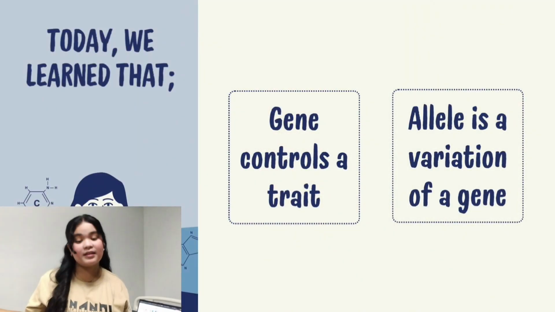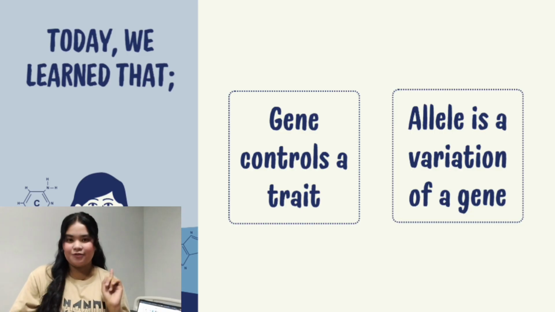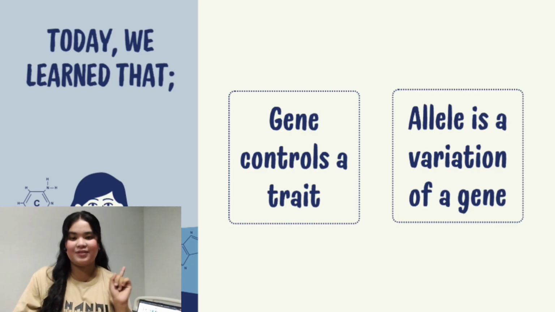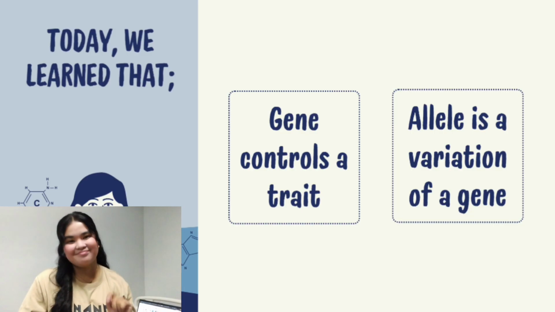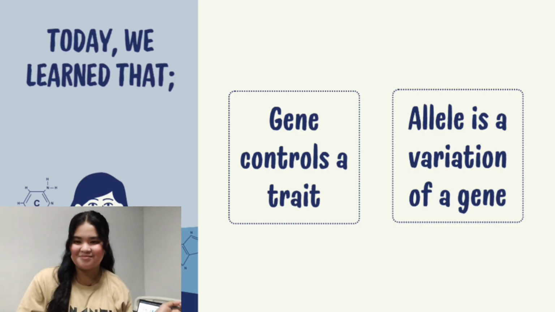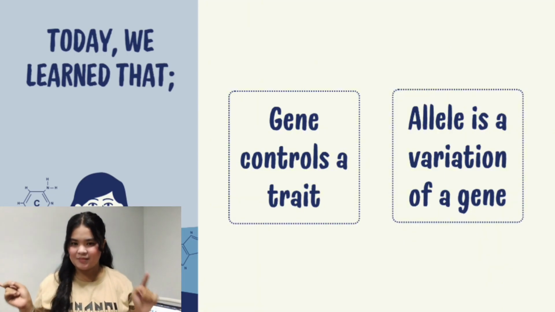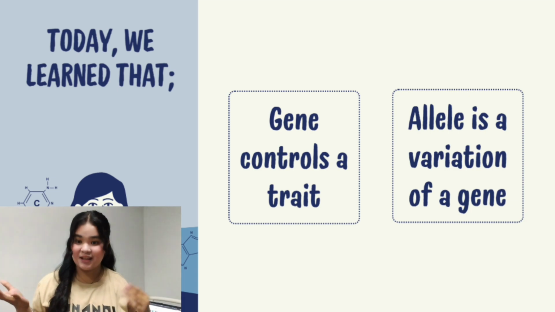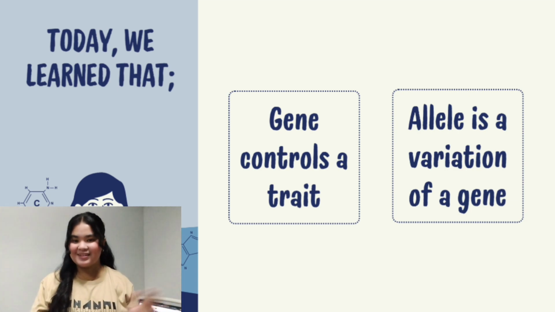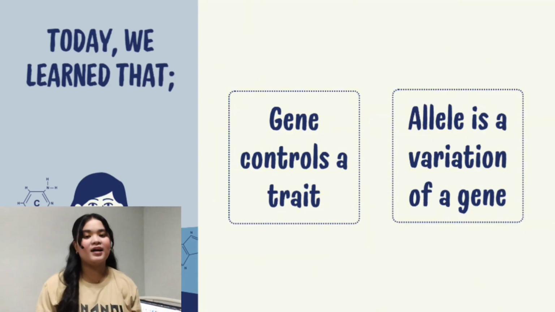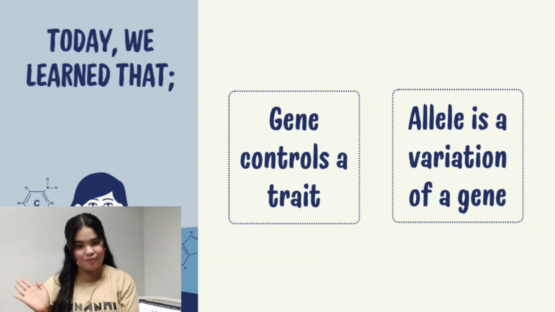So today we discussed three main ideas. First, a gene is a section of DNA that controls a trait. Second, an allele is a different version of a gene. And third, genes and alleles explain variation among individuals. So, let us go back to our learning objectives. Can you now differentiate gene and allele? Once again, let me remind you that a gene controls the trait, while an allele gives the specific form.